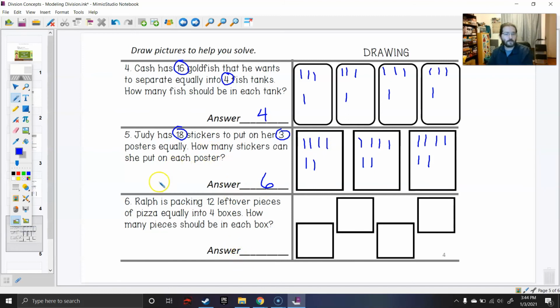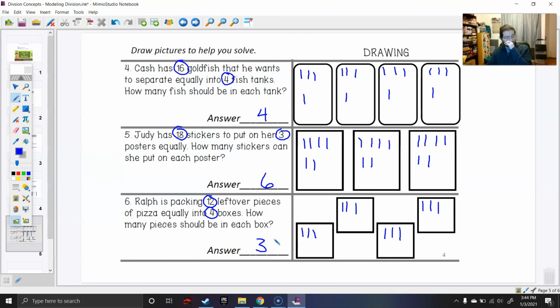All right, last one. Ralph is packing 12 leftover pieces of pizza equally into 4 boxes. How many pizzas he got? What the heck? I want some. How many pieces should be in each box? So we get 1, 2, 3, up to 12. So how many in each box? 1, 2, 3. All right.